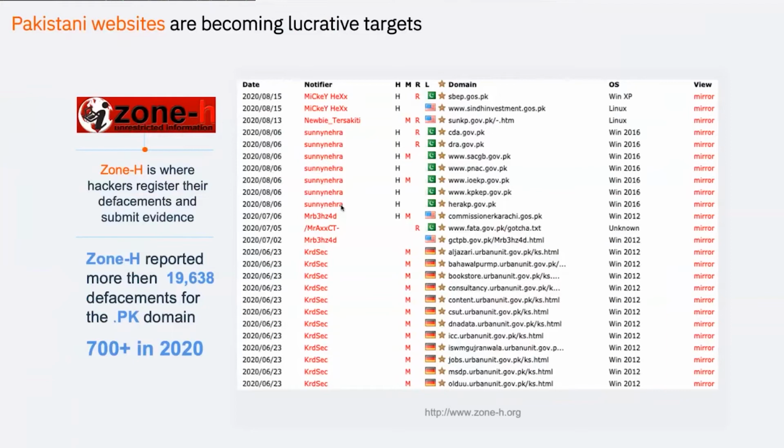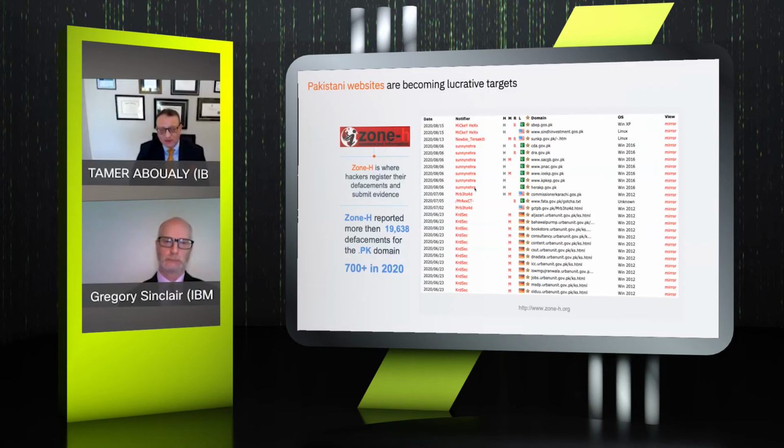What we discovered was there were over 19,000 defacements recorded for the .pk domain, and over 700 were in 2020, and we're not done with 2020. When you go to the site, you'll see that the defacements are organized by date, as you can see on the left, the notifier being the hacker's name or handle, the domain and country where it's hosted.